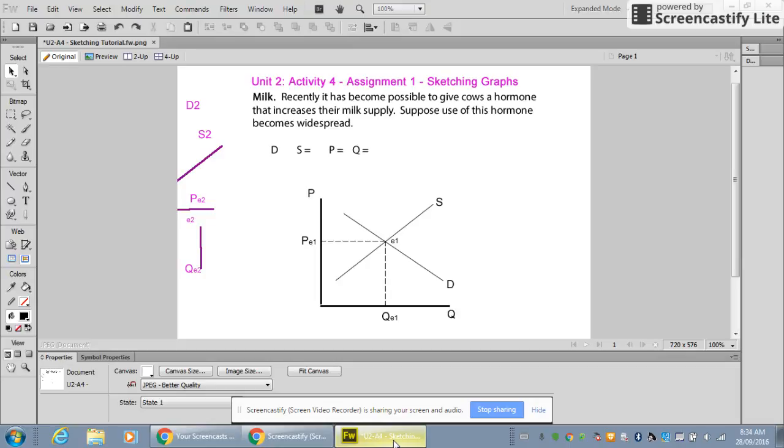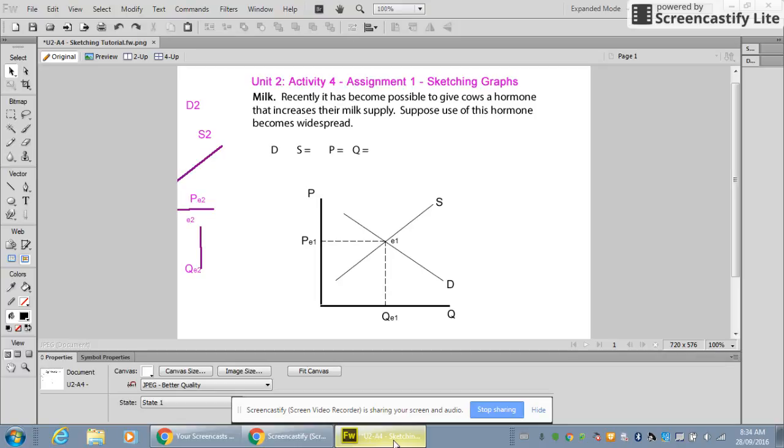Milk. Recently it has become possible to give cows a hormone that increases their milk supply. You need to determine whether or not this affects supply, demand, quantity supplied, or quantity demanded. You need to take a look at those notes in the content section. Is this a factor that affects supply? Is this a factor that affects demand?